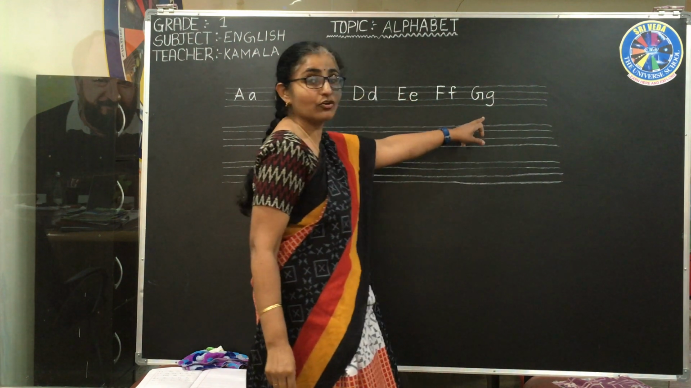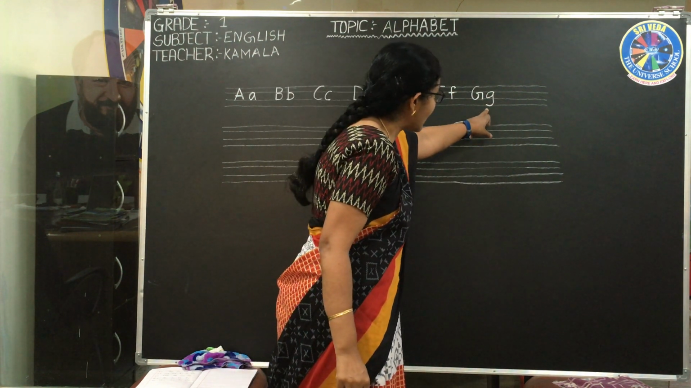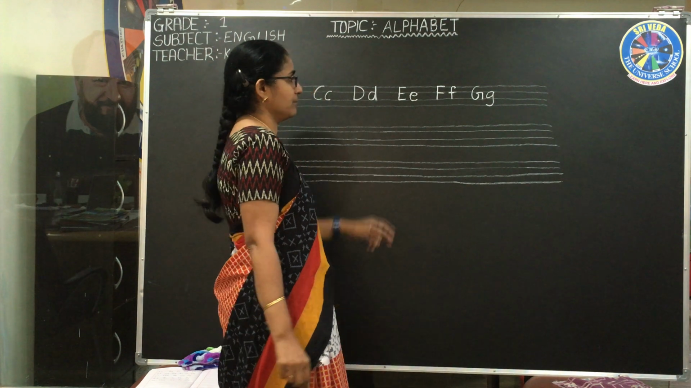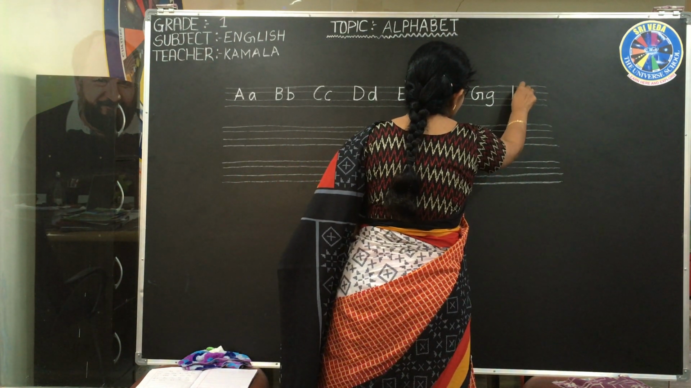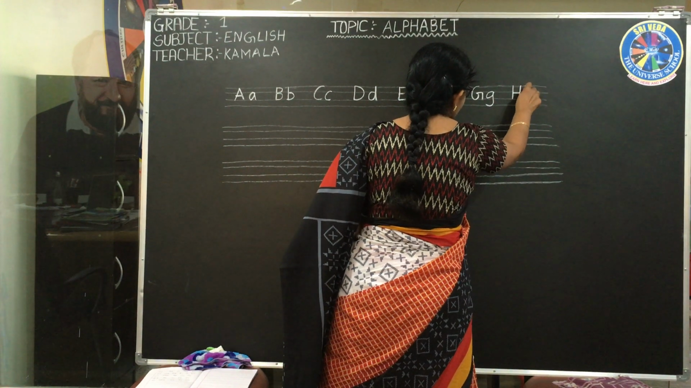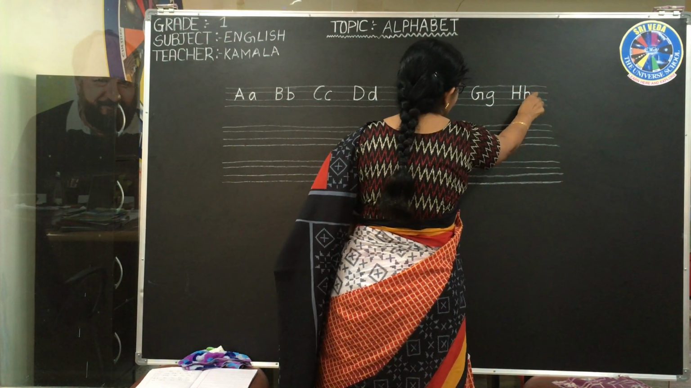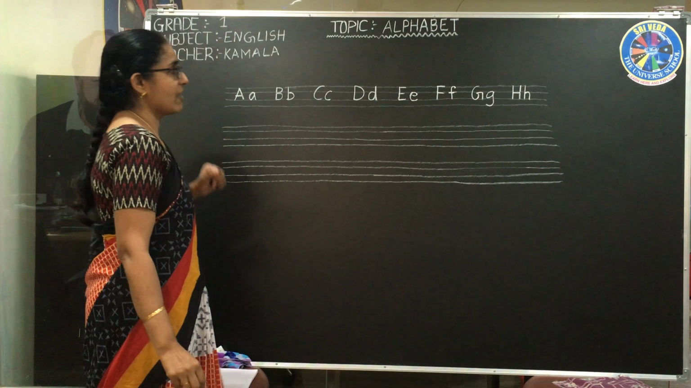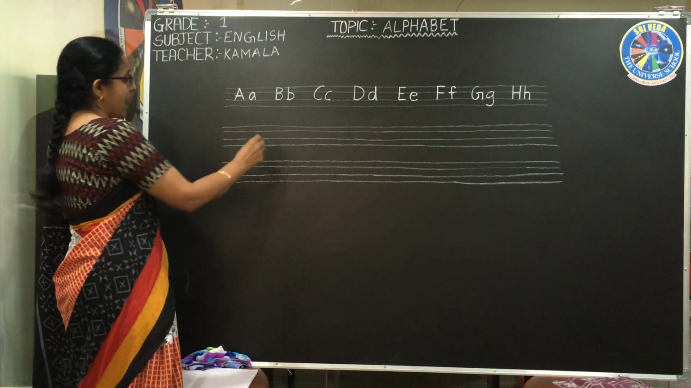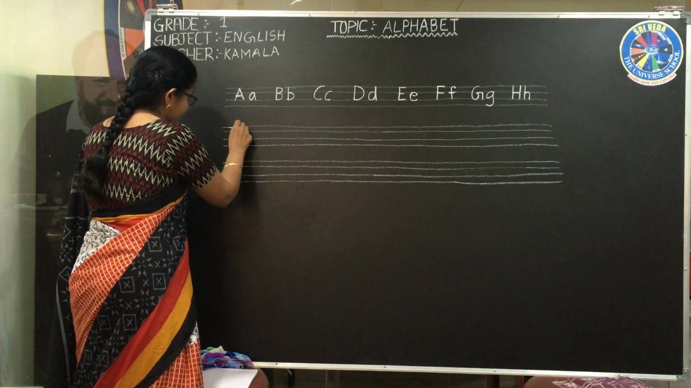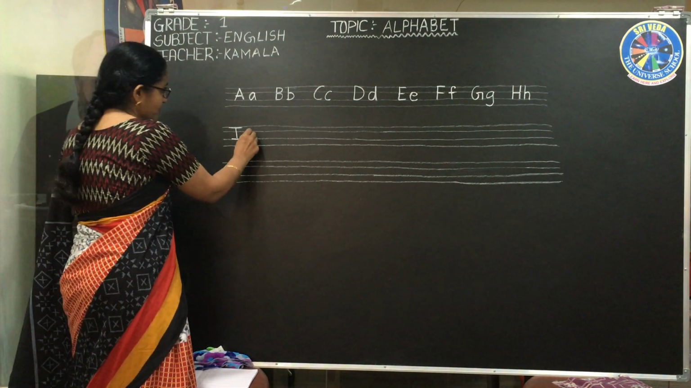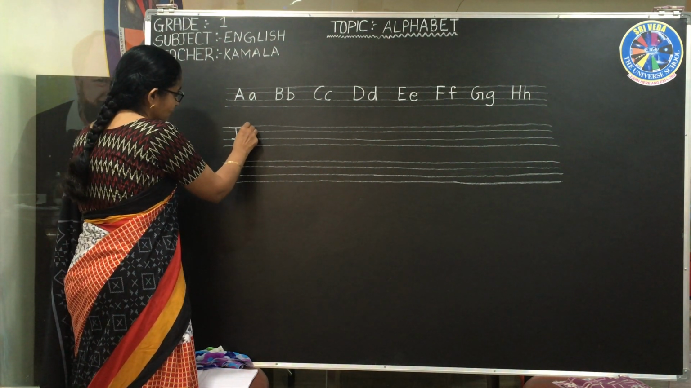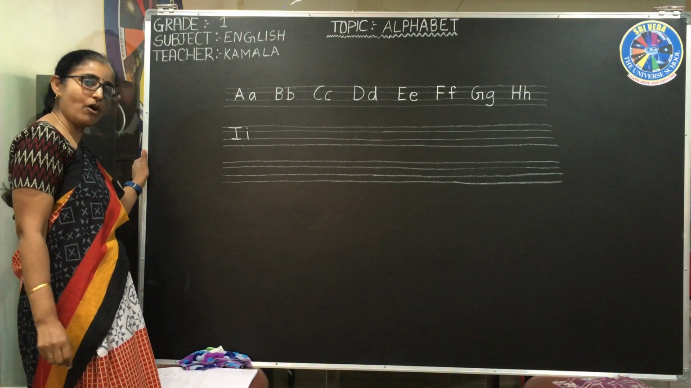Yes, yesterday I told you when we are writing G, we are coming down and touching the bottom line. After G, what letter, children? Yes, it is H and small h. Now, after H, which letter? I. How do we write I? Yes, this is how we write capital I. And the small i only in the center 2 lines, just a line and a point.